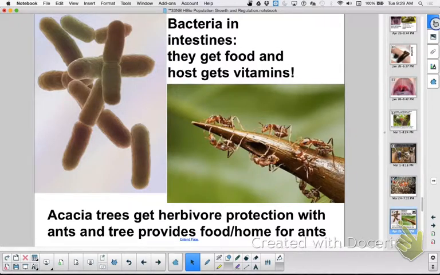Bacteria in your intestines. Those bacteria in your intestines right now, especially your small intestines and your large intestines, are taking up space so bad bacteria can't live there. Okay, and on top of that, they're giving you a couple of vitamins that you don't naturally synthesize. They're making vitamins for you. In return, you're giving them digested food to absorb. So that's also a mutualistic relationship.